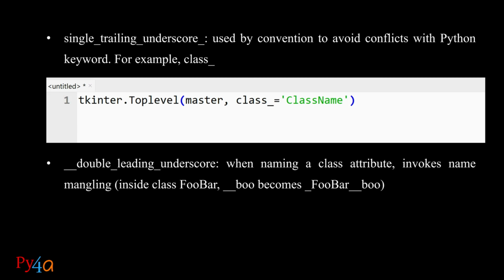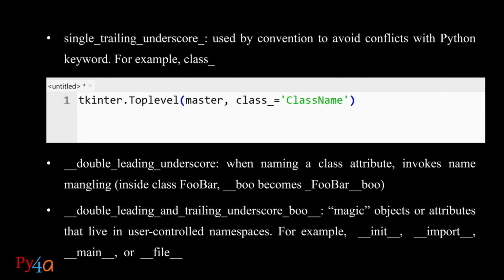Next, we have double leading underscores. When naming a class attribute, this invokes what is called name mangling. We will discuss name mangling in our subsequent lectures, and then you will have a clear understanding of what name mangling is. Next, we have double leading and trailing underscores. These are often referred to as magic objects or attributes that live in user-controlled namespaces. For example, double underscore init double underscore, import, double underscore main double underscore, or double underscore file double underscore.